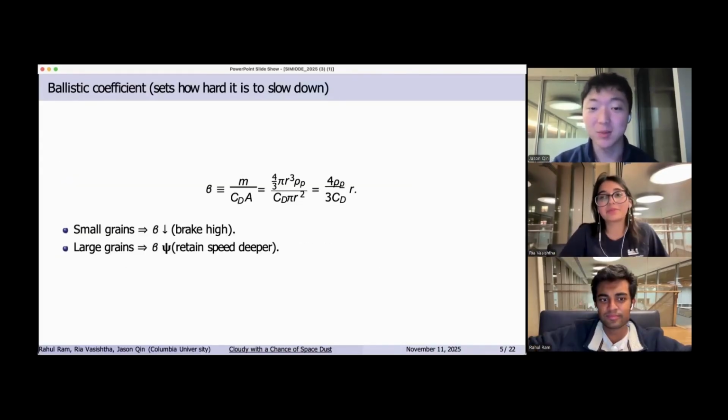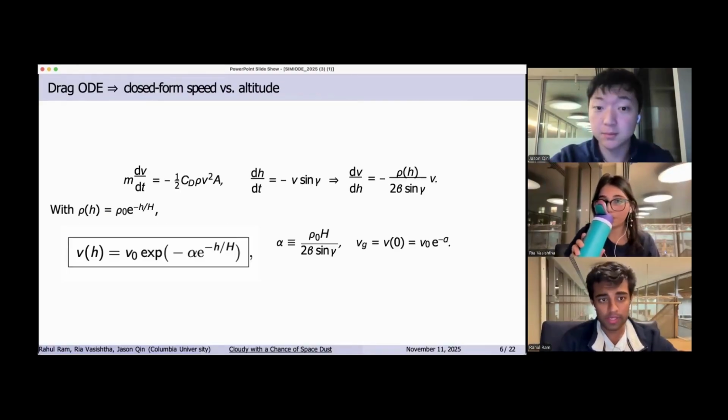The first key quantity is called the ballistic coefficient, written as beta, which describes how stubborn a particle is about slowing down. Mathematically, it's the mass divided by drag times area. If beta is small, it slows down early, high up in the air. If beta is big, it keeps its speed deeper into the atmosphere. So the particle slows as drag grows with air density and the square of velocity.